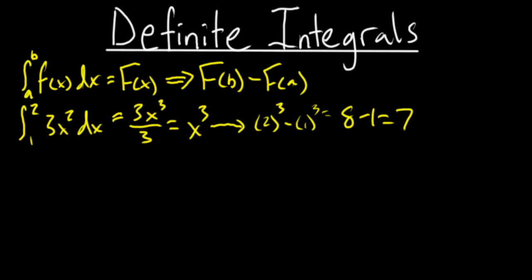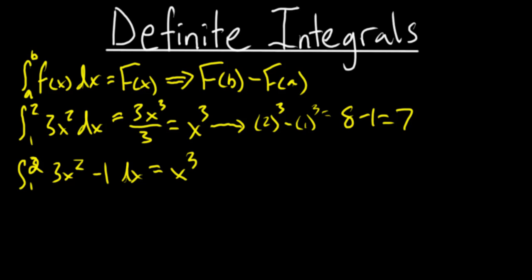We can continue doing this even if we're adding or subtracting something we're integrating. So say we're doing, let's see, we'll use the same bound. Say we're integrating from 1 to 2, 3x squared minus 1 dx. We already know what the integral of 3x squared is. We just solved it, right? So it's going to be equal to x cubed.